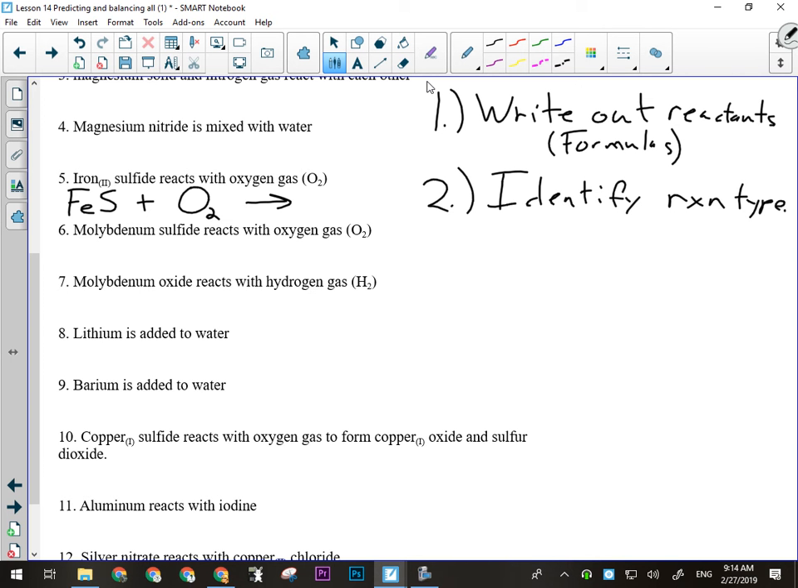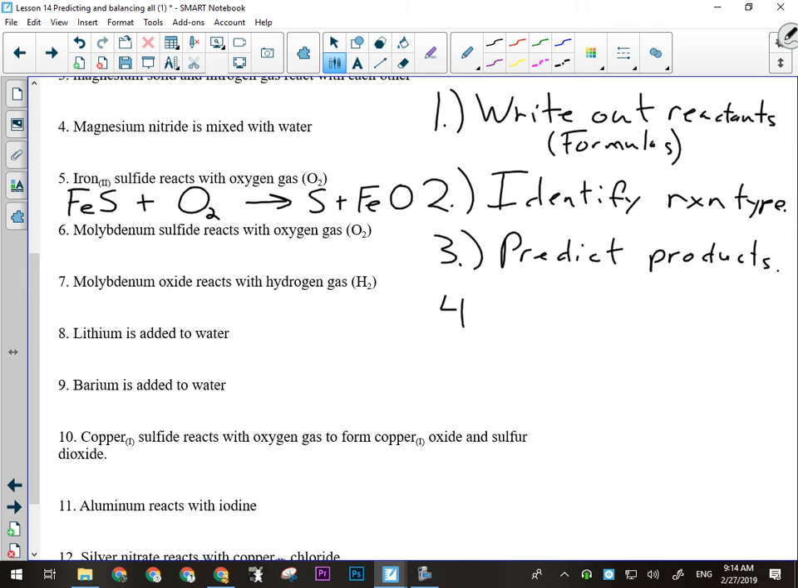Now, the element is a non-metal. So who is it going to replace in this compound? It's going to replace the sulfur, right? It's got to replace the non-metal. So that means sulfur is going to end up alone, and iron is going to end up with oxygen. So I identified the reaction type, and then I had to predict the products, essentially.